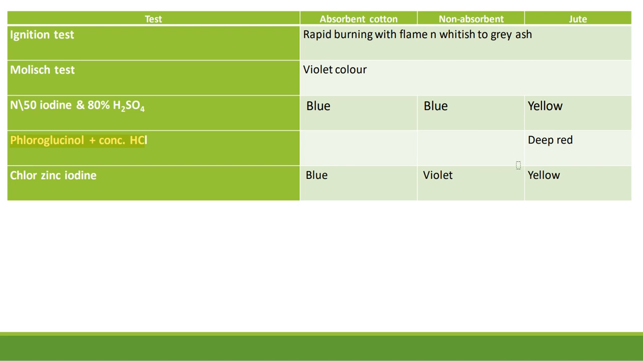Okay, and you have to mention it when you are mentioning about the pharmacognosy of jute. Then we have chlor zinc iodine, जिसमें क्या होगा, the absorbent cotton will produce blue color, non-absorbent will give you violet color, and jute will give you yellow color. So here we finish with this. I hope you have understood the pharmacognosy of cotton and jute.